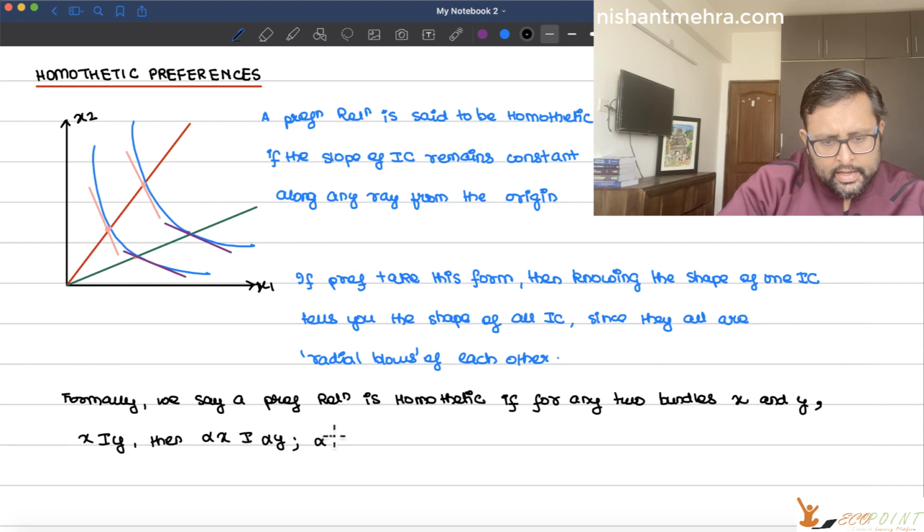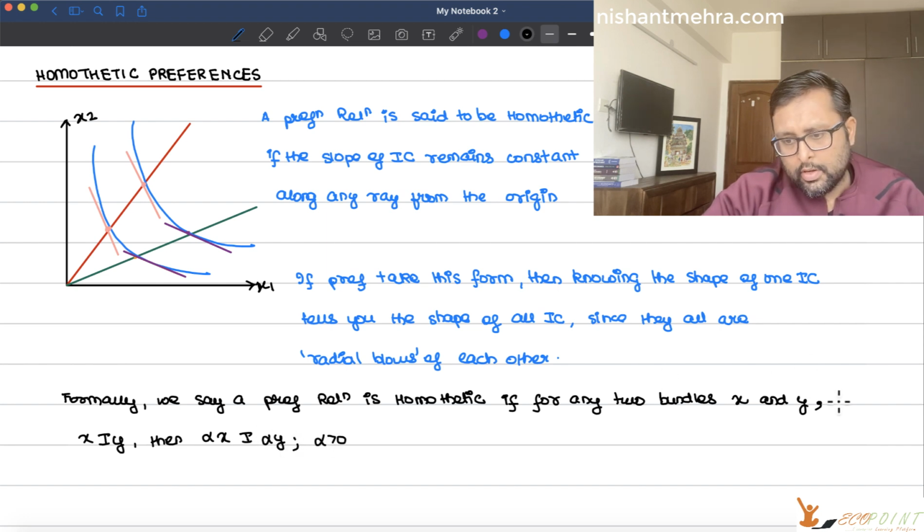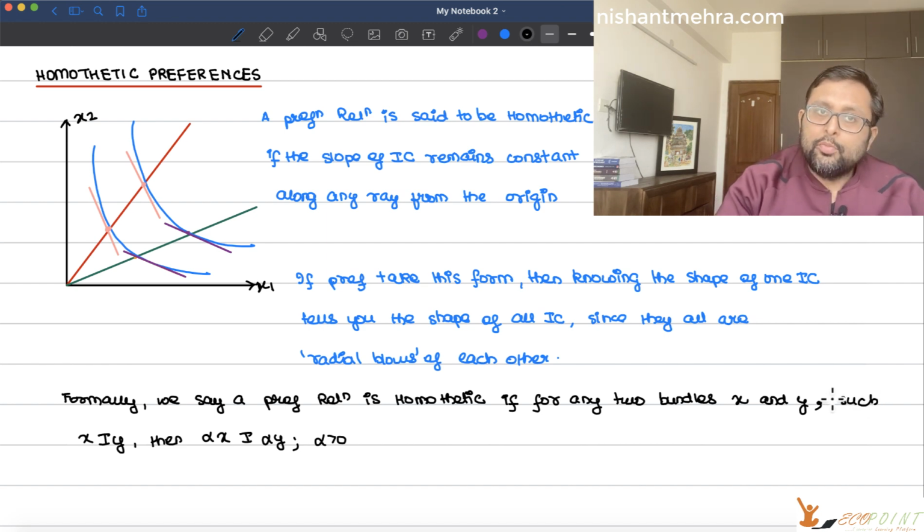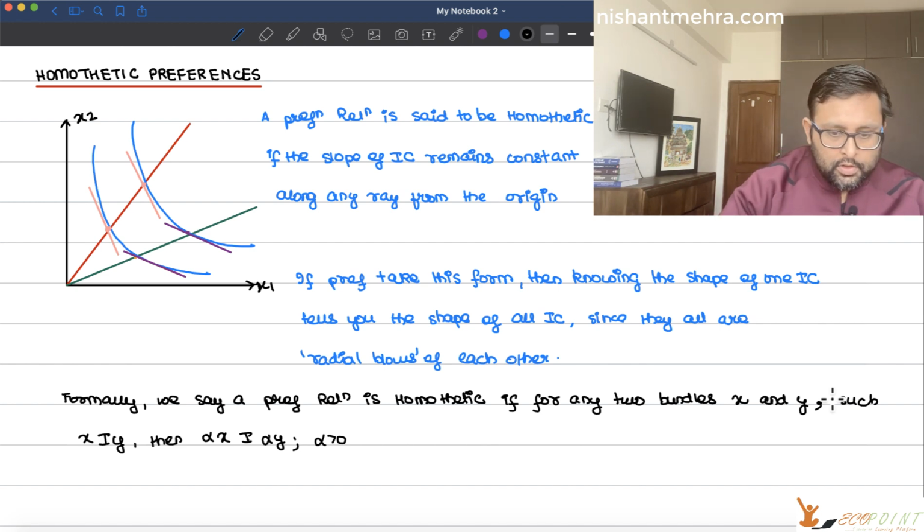Now what is this I? I is indifference. So you are saying that if there are any two bundles x and y and you are indifferent between these two bundles, and if the preferences are homothetic, then you would be indifferent between 2x and 2y also. You would be indifferent between 3x and 3y also, tx and ty also, alpha x and alpha y also. You with me? So that's what is being said.